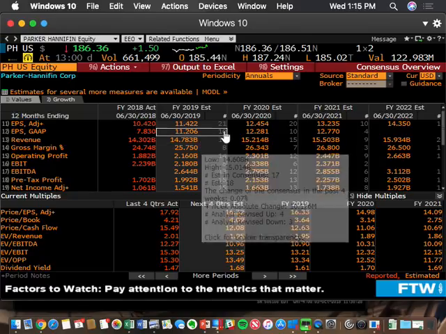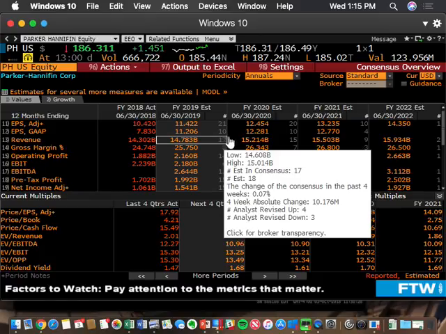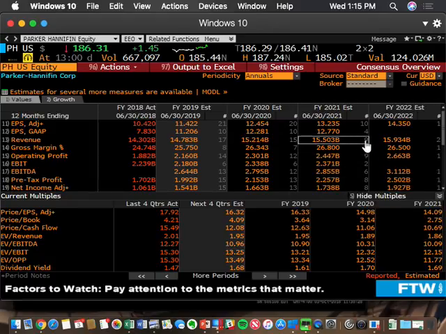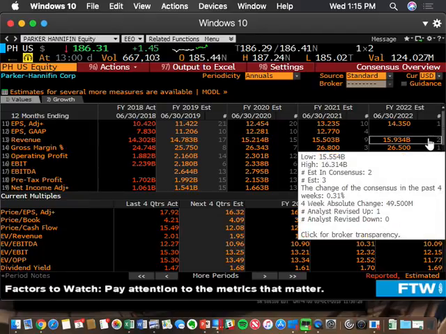All right? And that was 17 analysts are part of the consensus. For next year, 15 analysts are part of the consensus. 16 uploaded, high 15,524, low 14,975, average 14,214. Notice when we get to 2021, the number of analysts in the consensus drops to 9, and in 2022, it drops to 2.